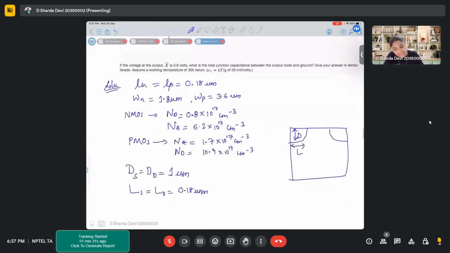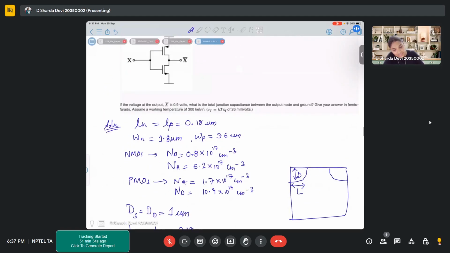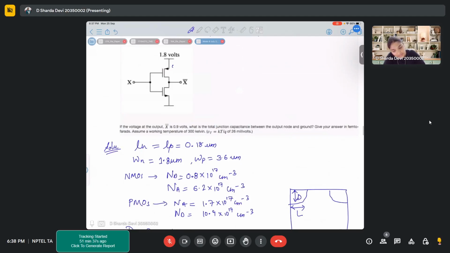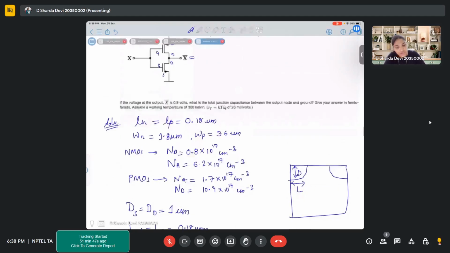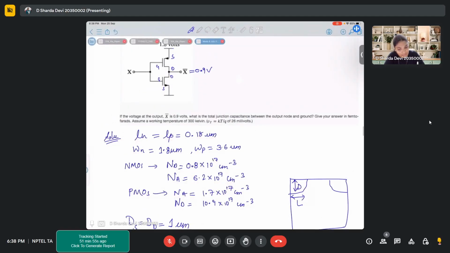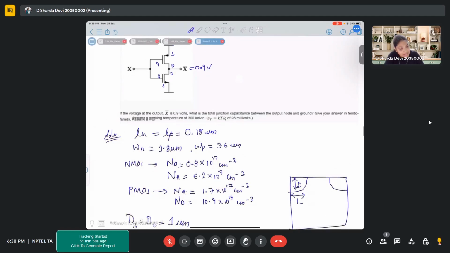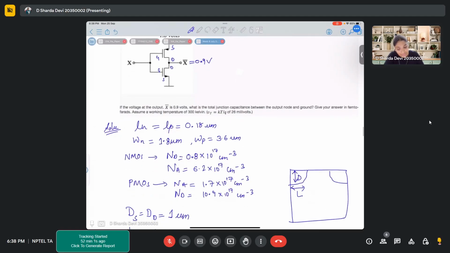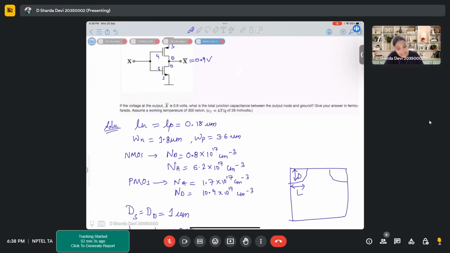Now if the voltage at output X bar is 0.9 volts, so this is source gate drain, this is drain gate source. So basically X bar is 0.9 volts. That means your VD is at 0.9 volts. Now for this, what is the total junction capacitance between the output node and ground? The working temperature is 300 Kelvin and we have to give the answer in femtofarads.